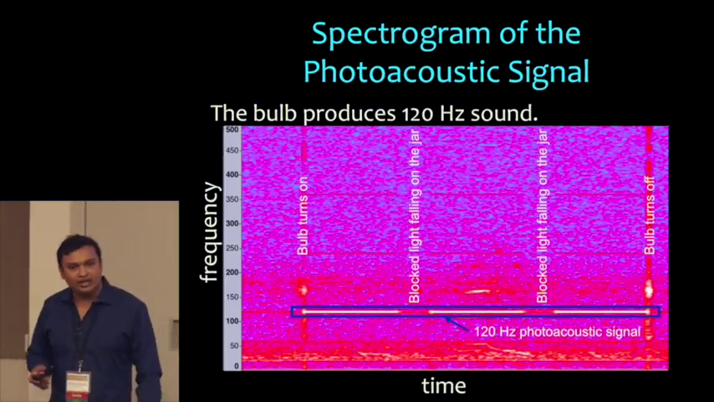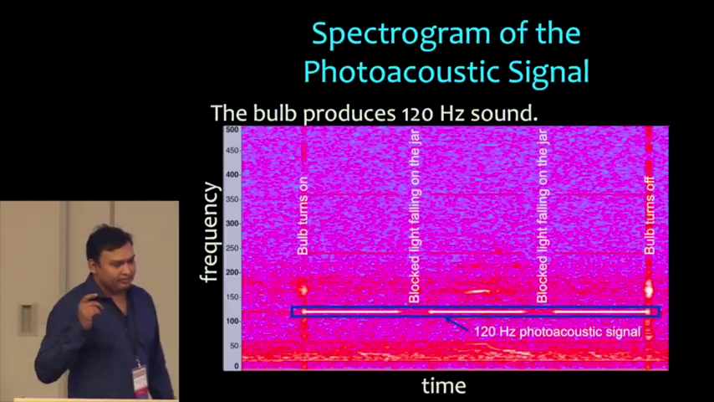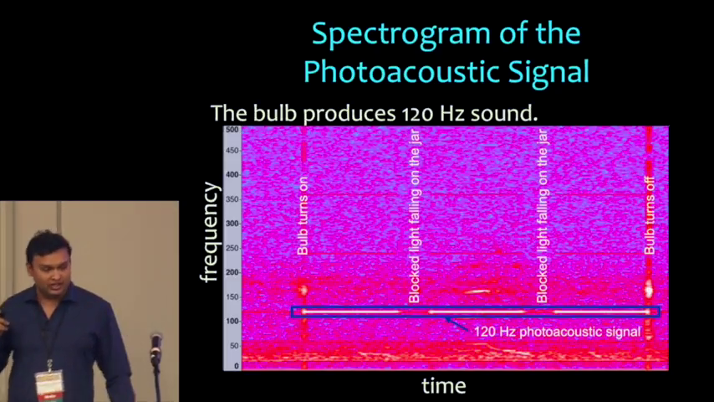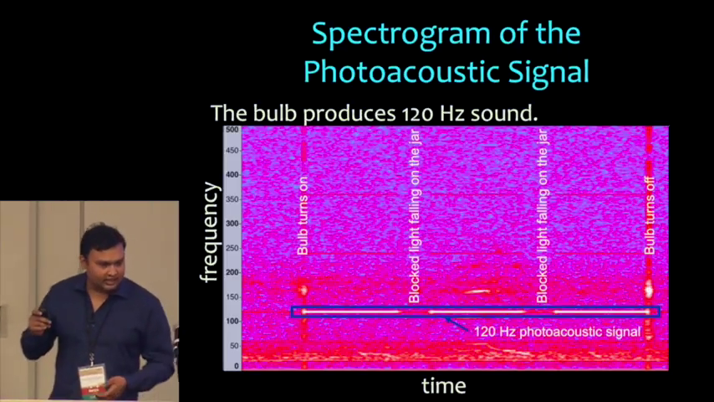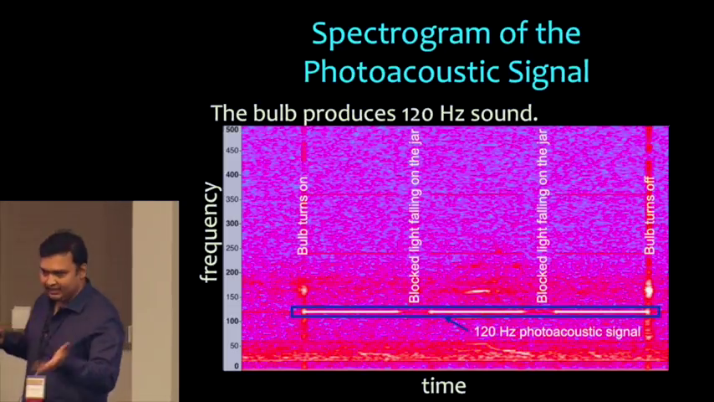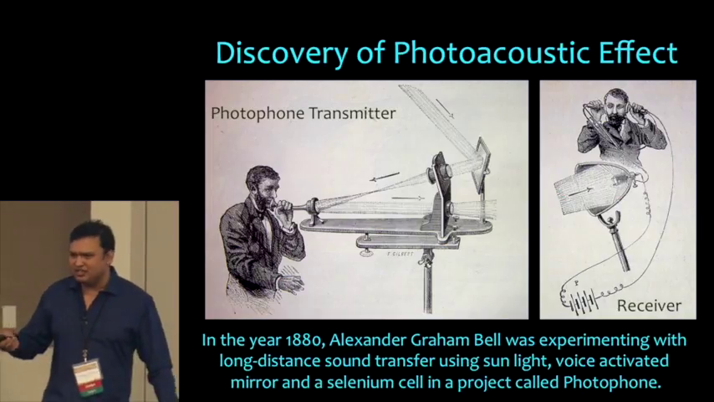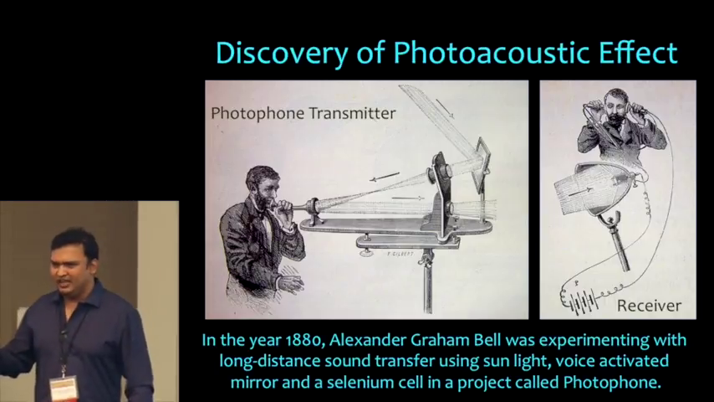And now if we take a look at the spectrogram of the signal that I've recorded, here you can see the presence of a 120 hertz photoacoustic signal almost throughout the entire session, except when I block the light by placing a piece of paper. And obviously, we're not the first to work on this kind of concept, right?